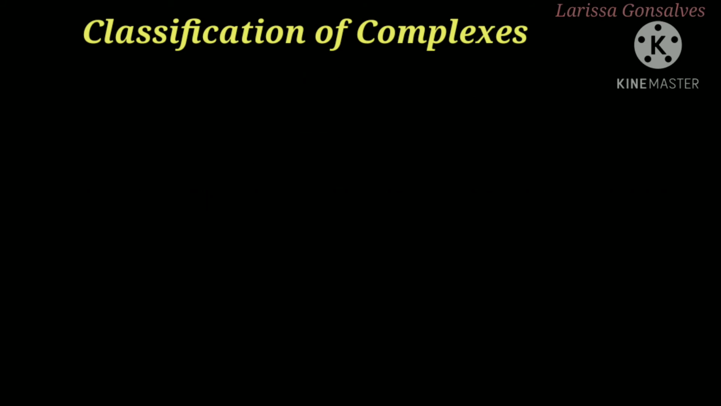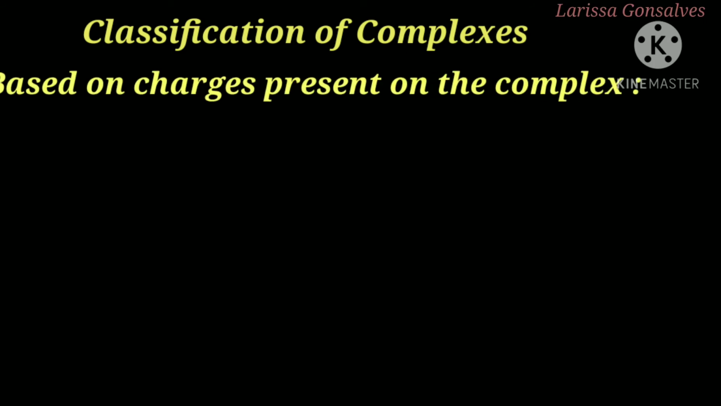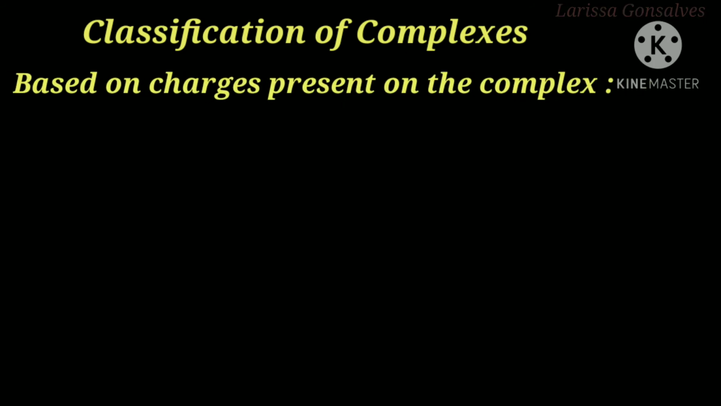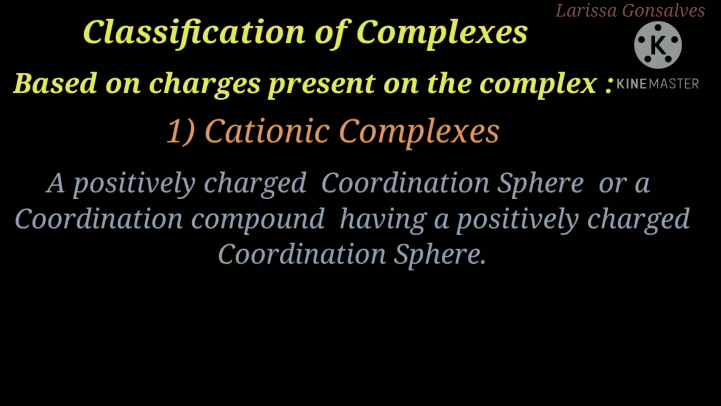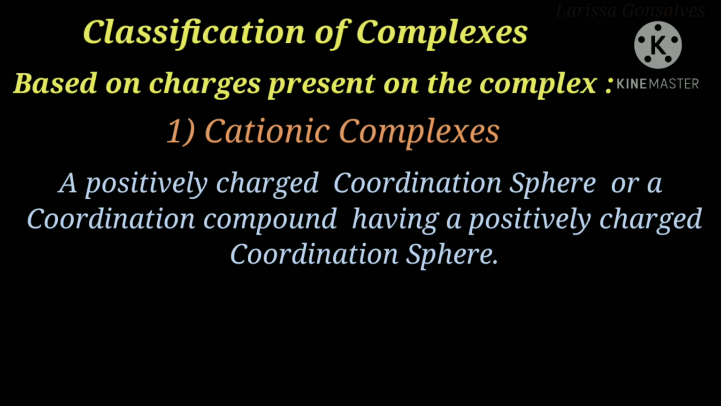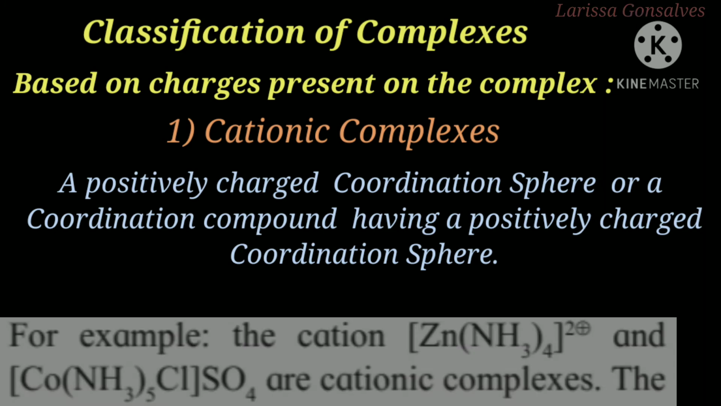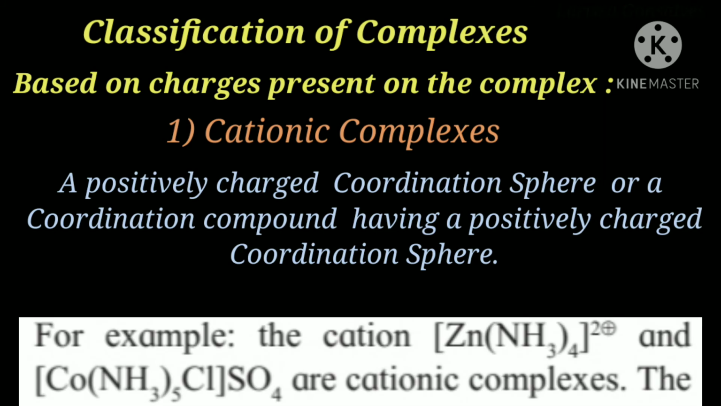Next is the classification of complexes based on the charge which is present on the complex. First are the cationic complexes. If the complex has a positively charged coordination sphere, then it is called as a cationic complex. For example, [Zn(NH3)4]2+, the coordination sphere raised to 2 plus, is an example of cationic complex.